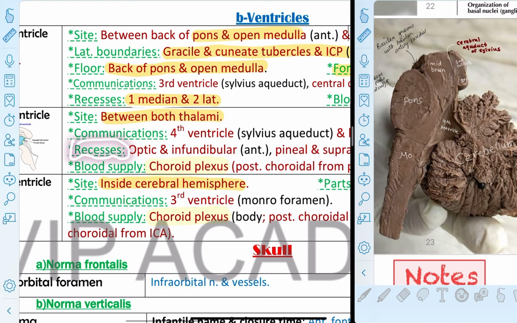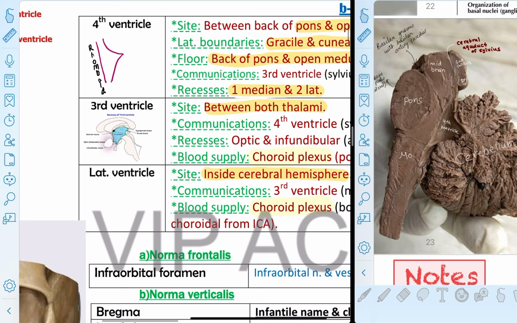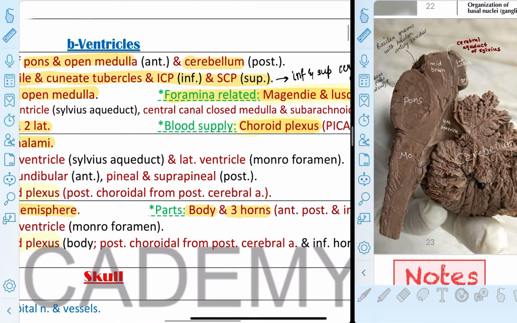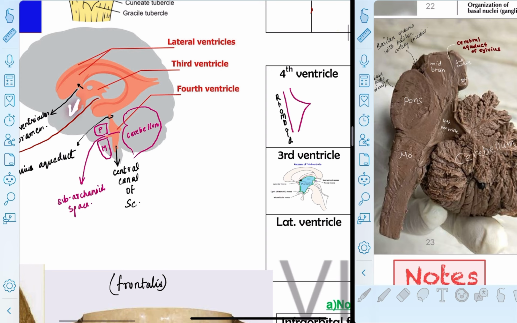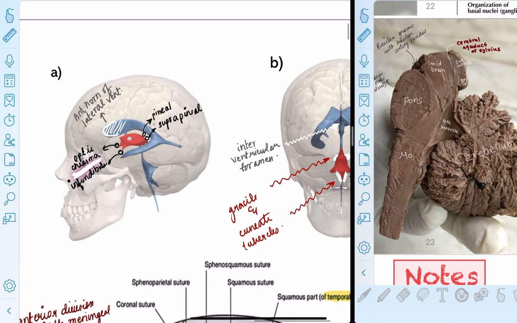Then recesses, we'll talk about here. It's very much visible here. This is the optic recess. This is the infundibular recess, and at the back are the suprapineal recess and the pineal recess. Optic, infundibular, suprapineal, pineal. It's visible here too. I've written here optic chiasma, infundibulum, pineal, suprapineal.